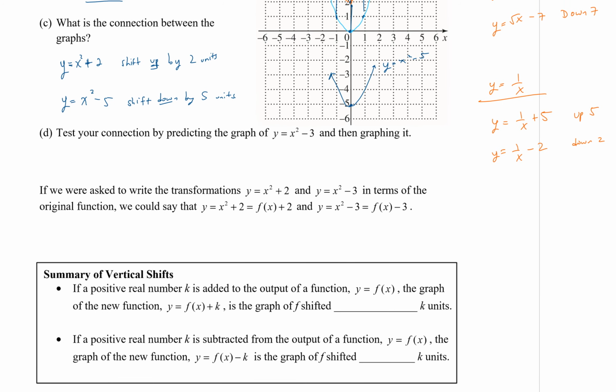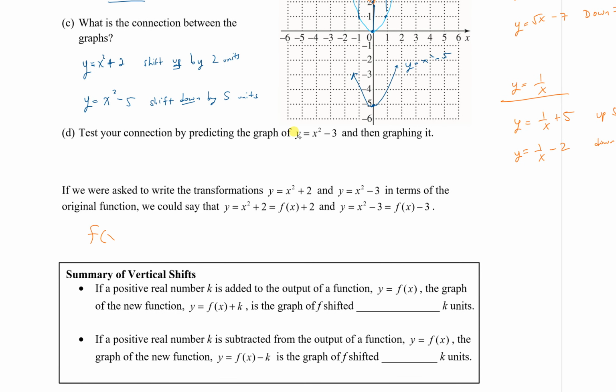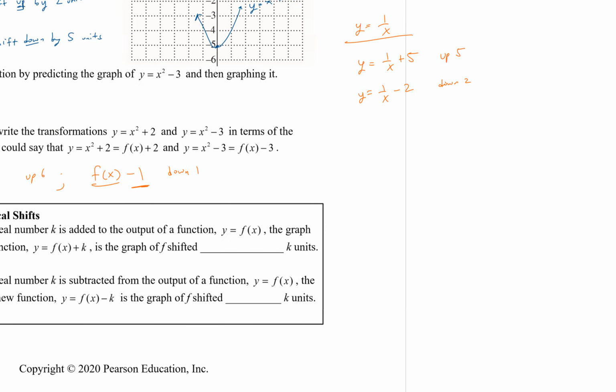So the notation that you see here is very important. No matter what the equation is, f of x means the equation, right? No matter what the equation is, if I add, let's say, 6 to it, the graph is going to go up 6 because I'm adding 6 to the equation, okay? If I took the equation and I subtracted 1, that means it's going to go down 1 because I'm taking away 1 from the equation. So you can write it as a function notation, or you can quite literally just put an equation, and it doesn't make a difference. The concept's the same.